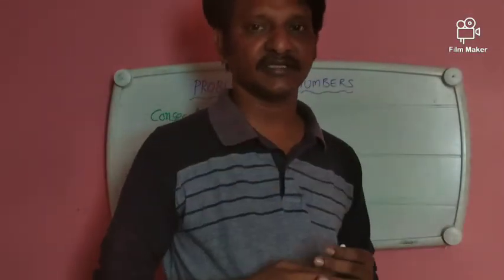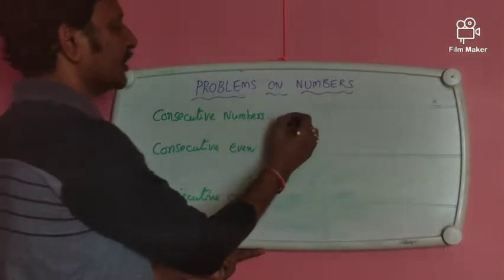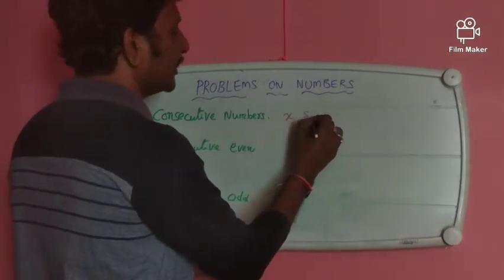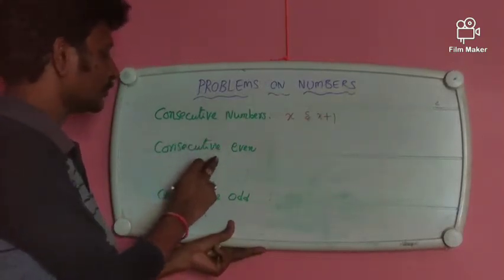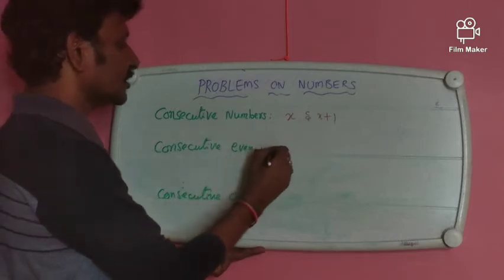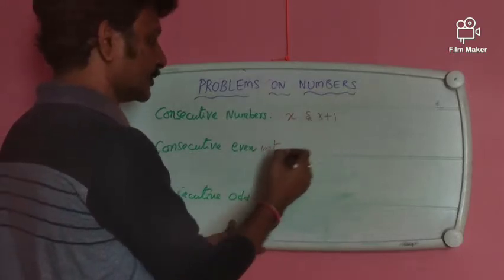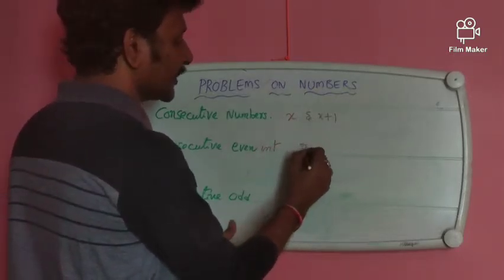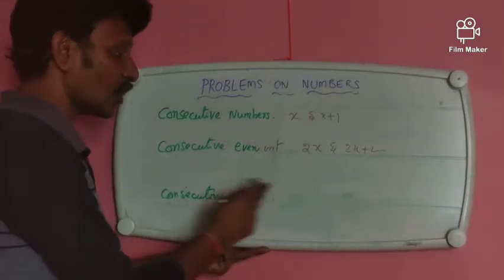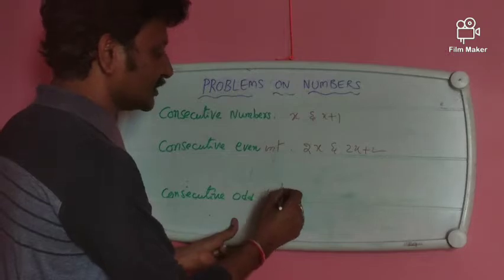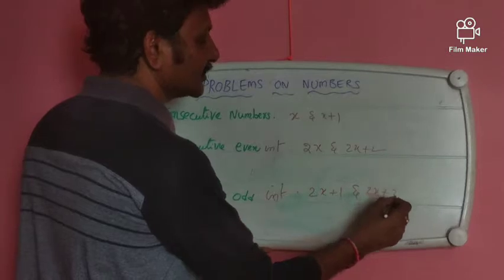Now formulas for consecutive numbers. The consecutive numbers, you can write the formula x and x plus 1. The consecutive even integers, you can write 2x and 2x plus 2. Now consecutive odd integers, you can take 2x plus 1 and 2x plus 3.